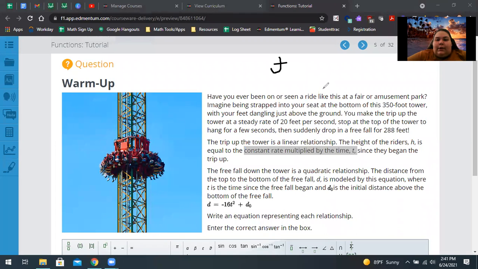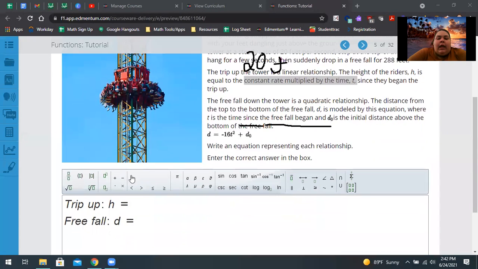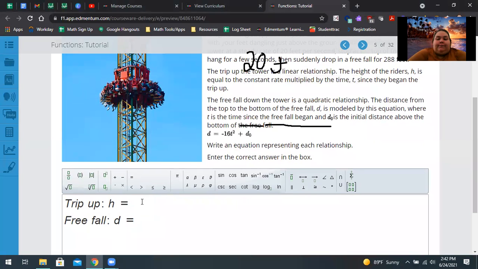Now, what is the constant rate of the ride going up? They already told us that it goes at a steady rate, or in other words, at a constant rate of 20 feet per second. So right there, we have our 20t. If you want to know how far you've gone up in 5 seconds, you plug in 20 times 5, 100 feet, because again, you're going 20 feet per second. So that is going to be our h right here. To find the height that you're at, it's going to be 20t. So that's our linear relationship.